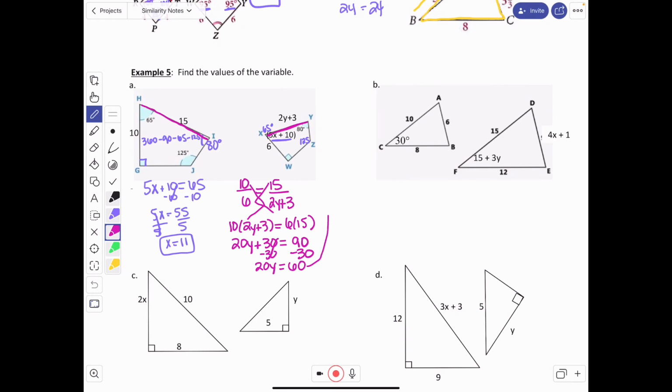And see, let's go up here. So I've got 20y equals 60. So if I divide by 20, y is going to be 3.